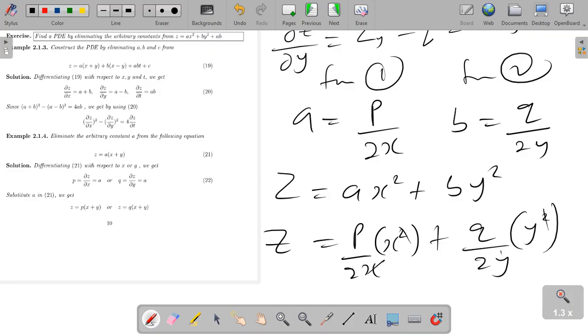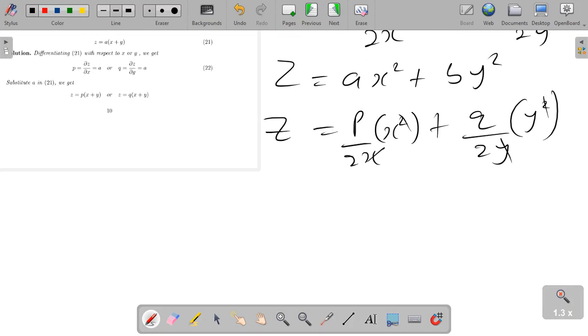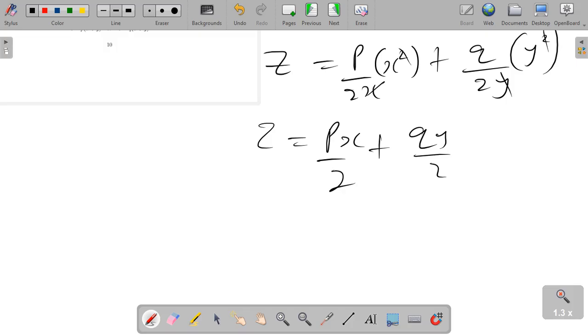p over 2 plus px over 2 plus qy over 2. So if you multiply everybody by 2, you see that I'm going to have that what? px plus what? qy is equal to what? 2z. As simple as that. So that is the partial differential equation we are asked to form.